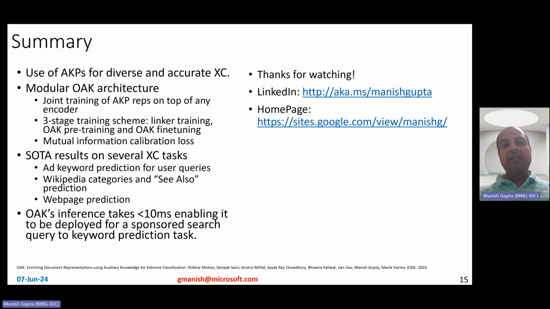So in summary, in this paper, I basically discussed how you could use auxiliary knowledge pieces or auxiliary information for diverse and accurate extreme classification. We propose a modular OAK architecture, which does joint training of auxiliary knowledge piece representations on top of any encoder for that matter. It's modular in nature. This involves a 3-stage training scheme: linker training, OAK training, and also OAK fine-tune. We also involve, of course, encoder regularization and mutual information-based calibration loss.